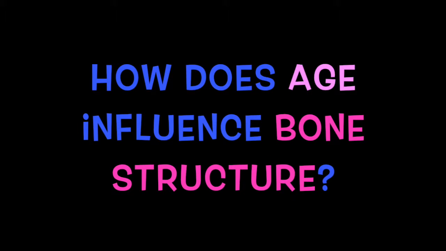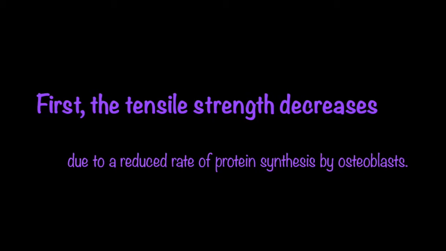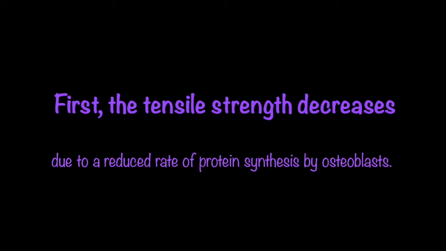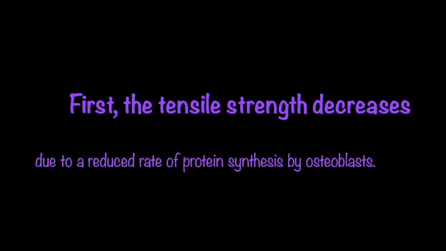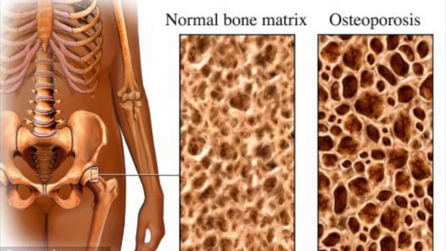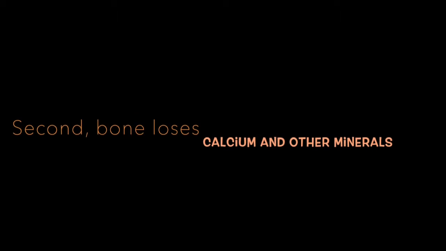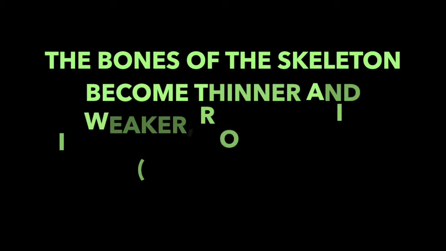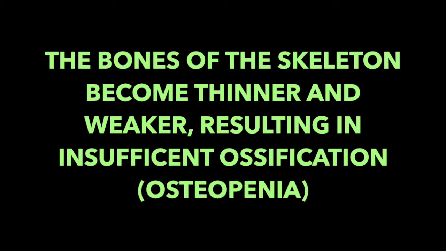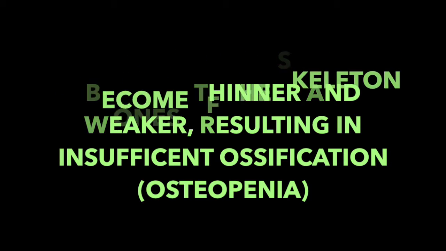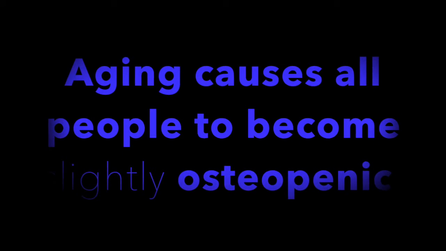Another question is always about how age influences bone structure. First of all, the tensile strength of bone decreases due to a reduced rate of protein synthesis by osteoblasts. Consequently, the relative amount of inorganic minerals in the bone matrix increases, and the bones of the skeleton become brittle and susceptible to fracture. Second, bone loses calcium and other minerals. The bones of the skeleton become thinner and weaker, resulting in insufficient ossification, a condition called osteopenia. Aging causes all people to become slightly osteopenic.